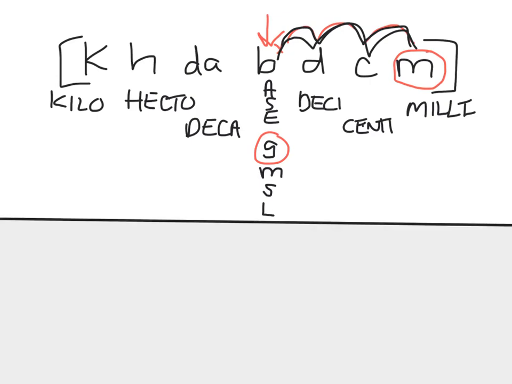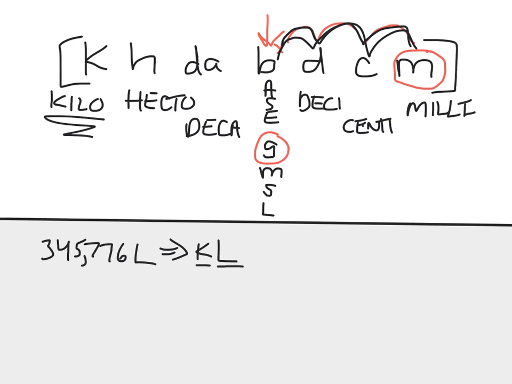All right, say we have another example problem. Say we have 345,776 liters. That's a lot of volume. And say we wanted to convert that to kiloliters. The reason I know it's kiloliters is K stands for kilo. That's up here. And the big L stands for liters. And liters is actually a base unit. So in this case, we're starting at liters, which again is a base unit. So we're starting right here. But this time we're going to end up in kiloliters, kilos. So we're going to go 1, 2, 3 to the left.